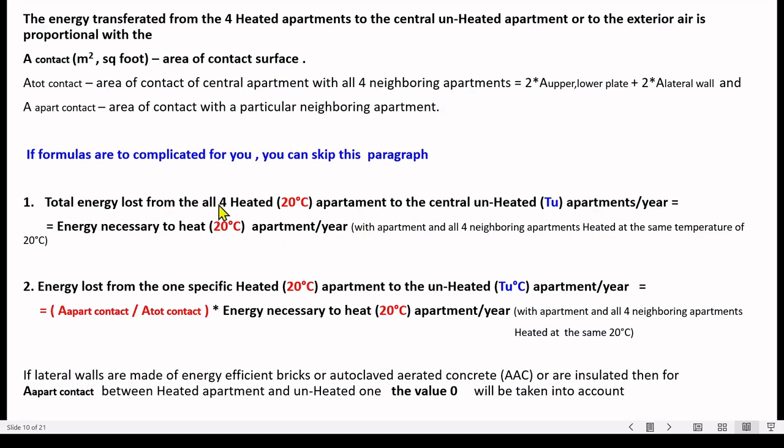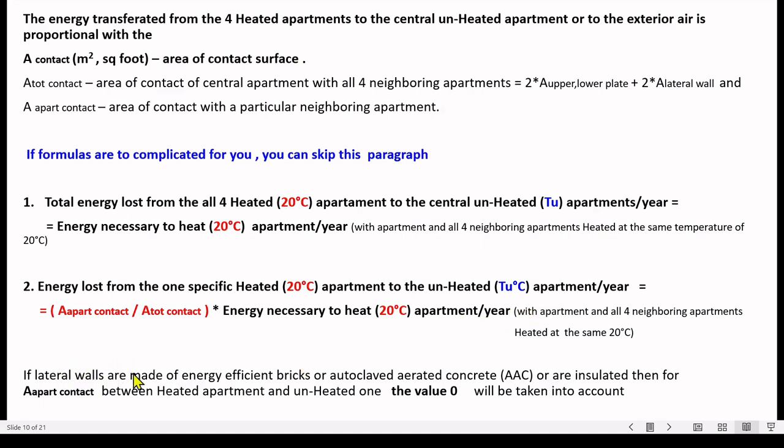Total energy lost from all four apartments heated at 20 degrees to the central unheated apartment in a year is equal to the energy necessary to heat a 20 degrees apartment in a year, with all four neighboring apartments heated at the same temperature of 20 degrees. Also, we want to see what the energy loss is between the unheated apartment and a specific heated apartment. It depends on the ratio between the area of apartment contact and the total area of contact, and again the energy necessary to heat a 20 degrees apartment in a year.